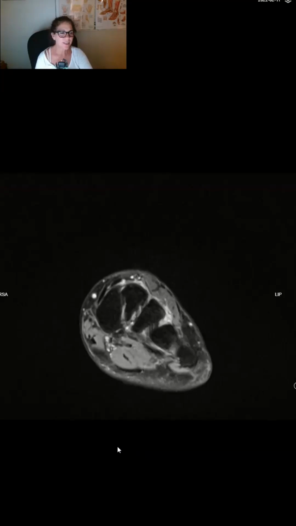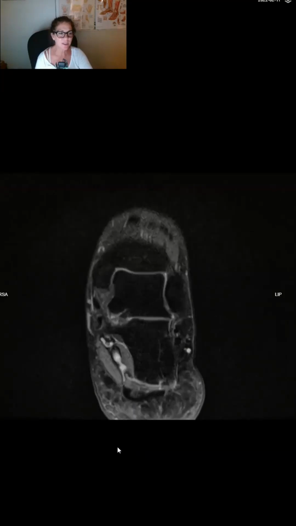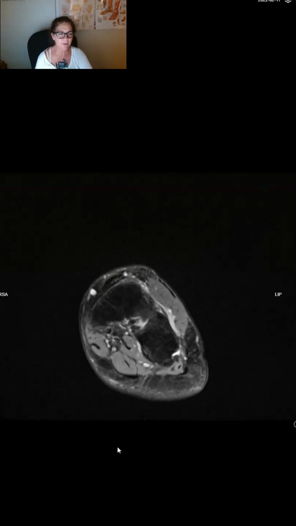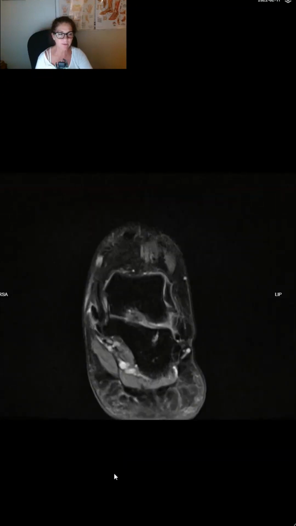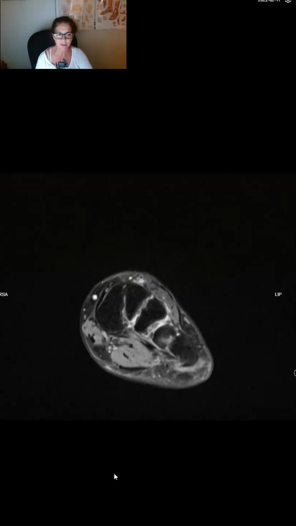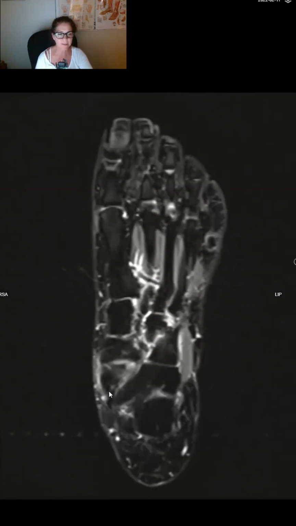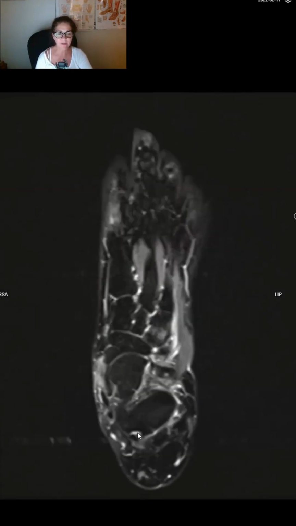Okay, this is a great case. This is a 66-year-old gentleman who's had pain at the midfoot and the tarsal region. And the question was, is this inflammatory arthritis or what's the etiology of this? And when we're looking at this case, what we can appreciate is that the field of view is very large.